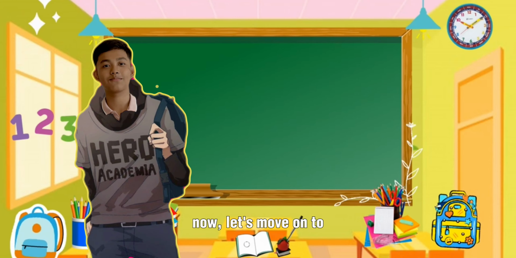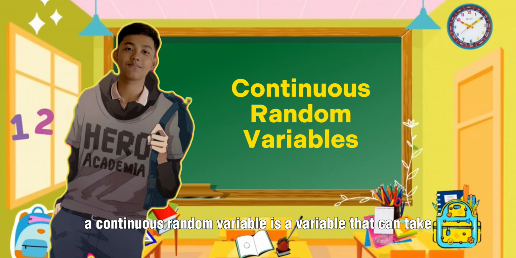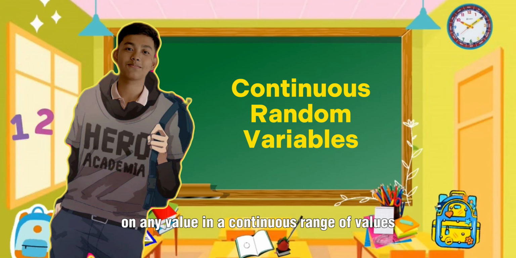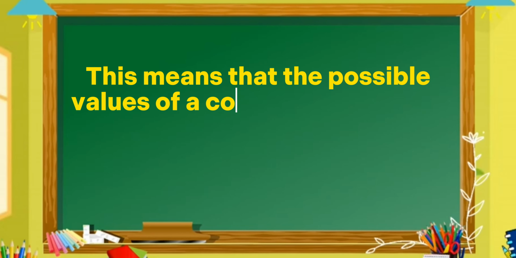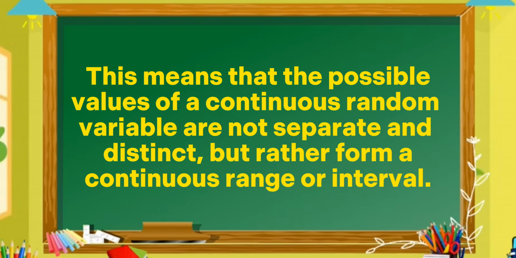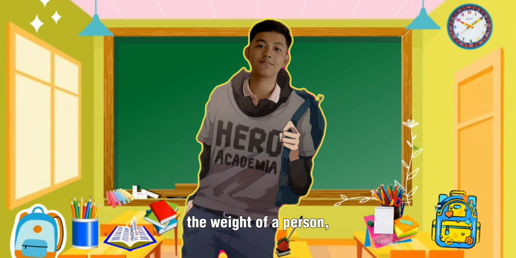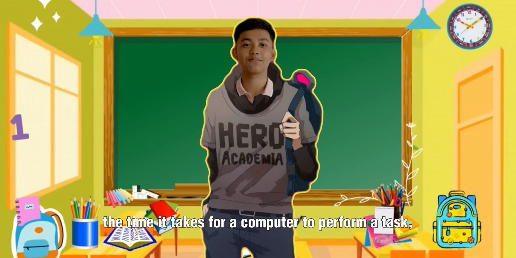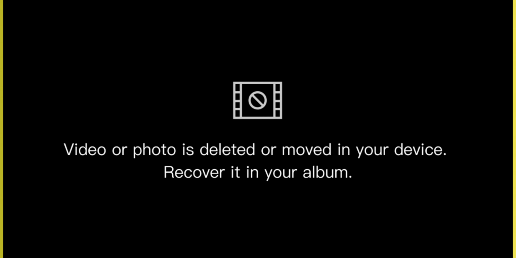Now, let's move on to continuous random variables. A continuous random variable is a variable that can take on any value in a continuous range of values. This means that the possible values of a continuous random variable are not separate and distinct, but rather form a continuous range or interval. Examples of continuous random variables include the weight of a person, the time it takes for a computer to perform a task, and the length of time between customer arrivals at a store.